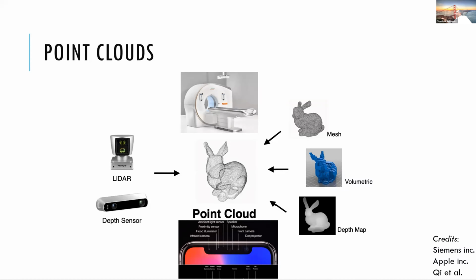In the middle, you're seeing point clouds. Essentially, these are points, XYZs. So you can get these XYZs from mesh or volumetric or depth map, right? Except that the depth map is giving you frontal parallel.